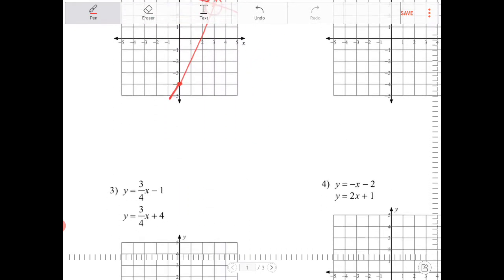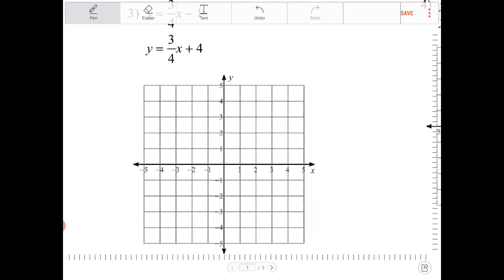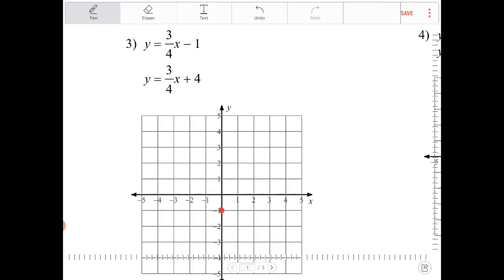All right, let's take a look at the next one. The next pair of equations that I have is y equal to 3/4 x minus 1. I'm going to approach it in the same manner. I noticed that the y-intercept is negative 1, and I'm going to go up 3 and over 4. So it's going to look like this.